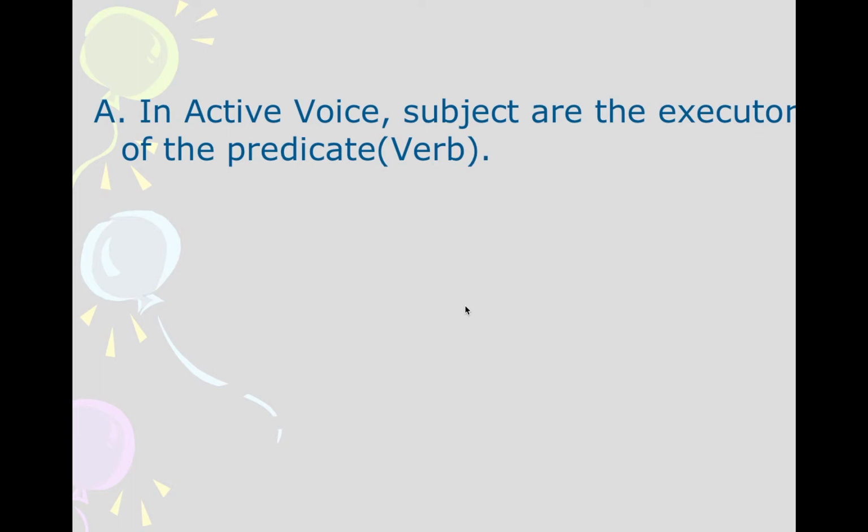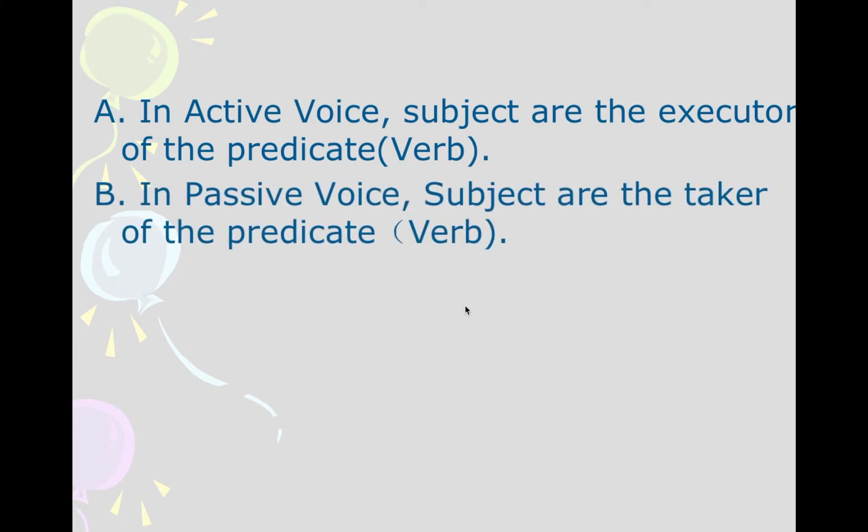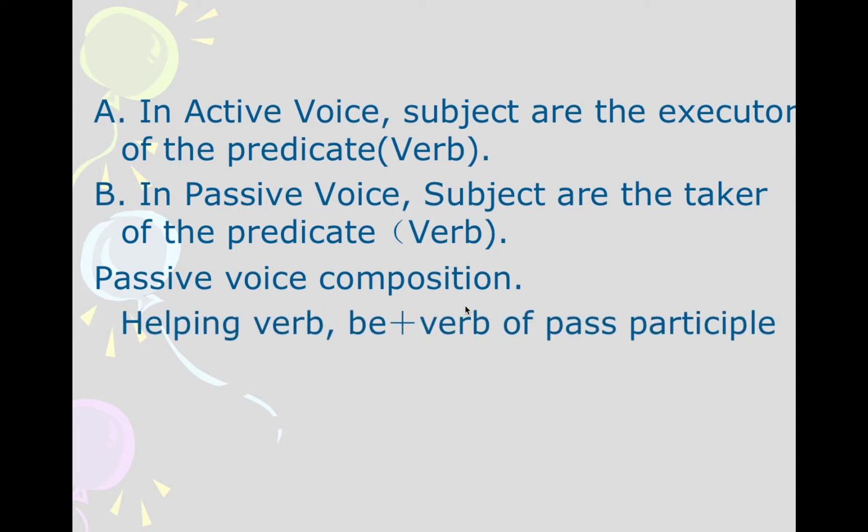Okay, the first thing we have to know is what active voice is. Active voice is when the subject is the executor of the predicate verb, and in passive voice the subject is the taker of the predicate verb. I also have to tell you the composition of the passive voice, which is the helping verb be plus the past participle of the verb.